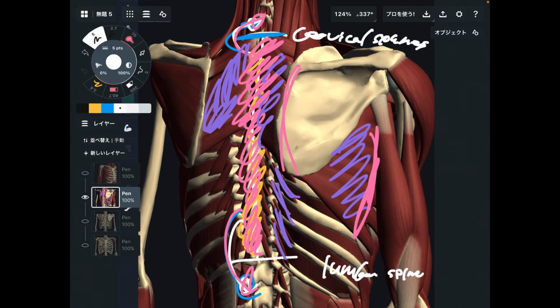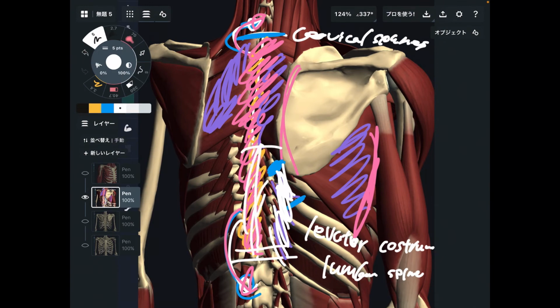That is levator costarum. Levator costarum attaches to ribs and thoracic spines. This is important for thoracic movement and breathing. So if this muscle gets tight, that of course inhibits breathing and thoracic spine movement. If this area doesn't move, maybe lumbar spines don't move.